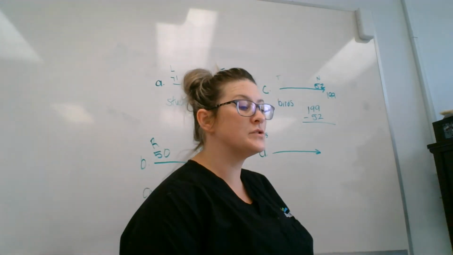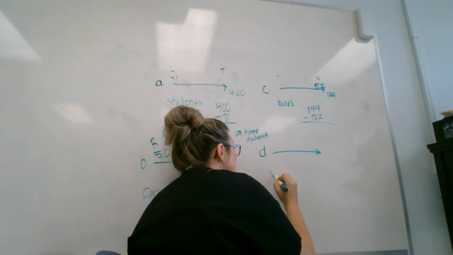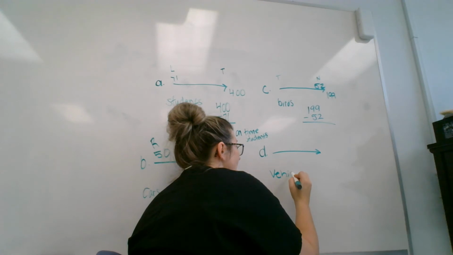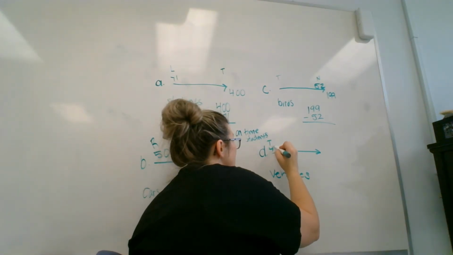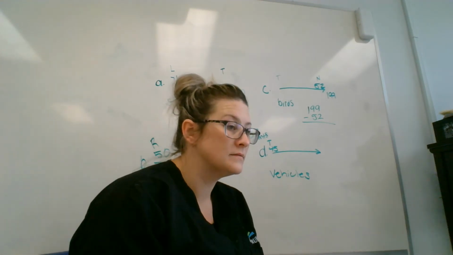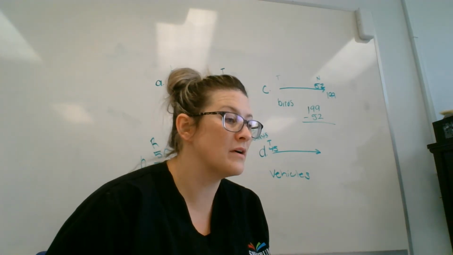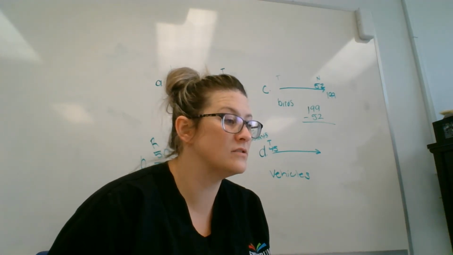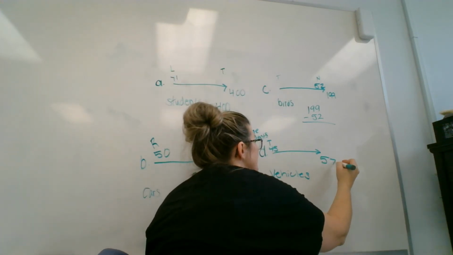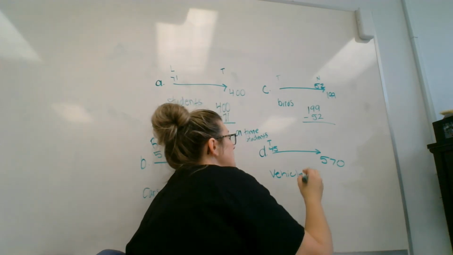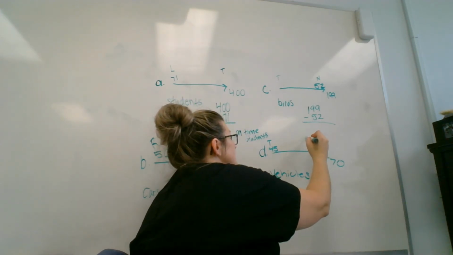"45 of the vehicles were trucks." So I know I'm talking about vehicles. Trucks, 45 of them. There were 570 vehicles in all. 570 in all. So how many were not trucks?